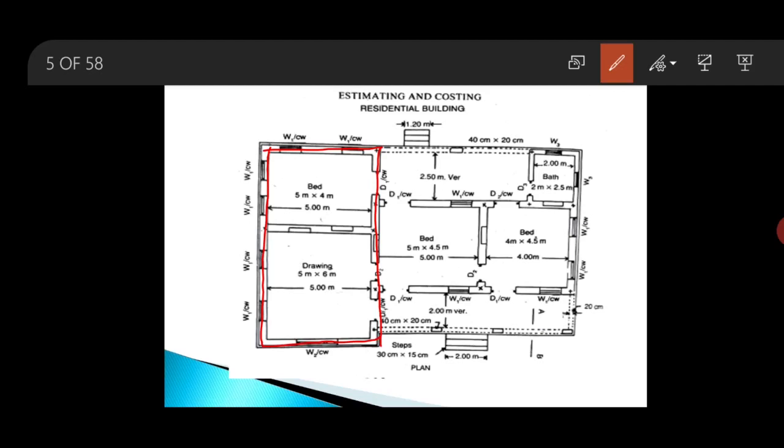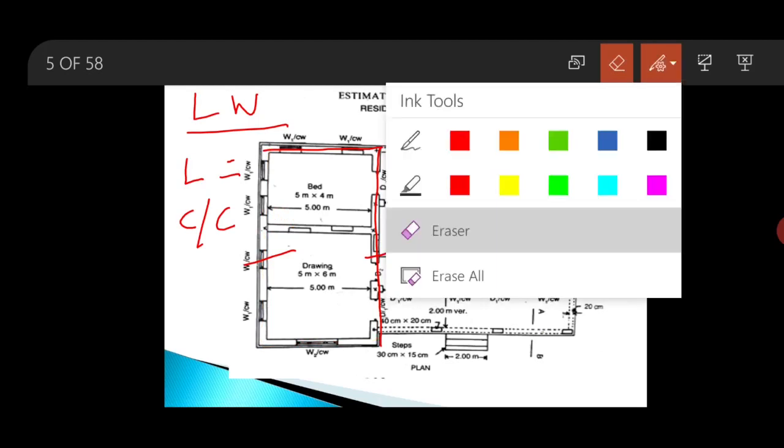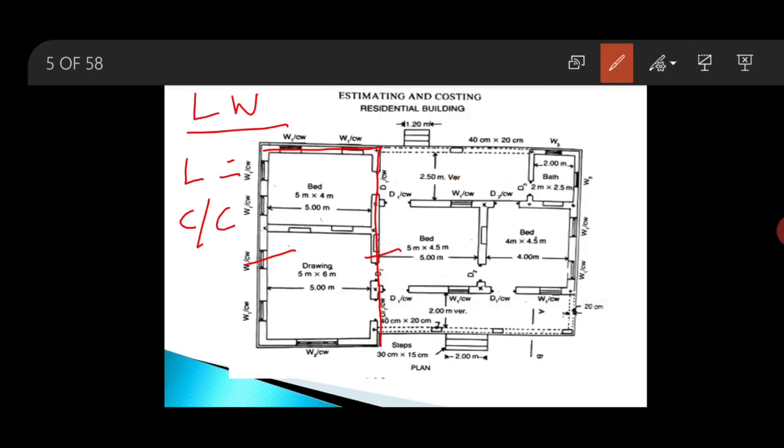So in this first part, these two are the long walls. In order to get the length of the superstructure along this long wall, we have to add half of the width of the superstructure wall on both sides with the center to center length. So the center to center length we will add, as this is the brickwork in superstructure.